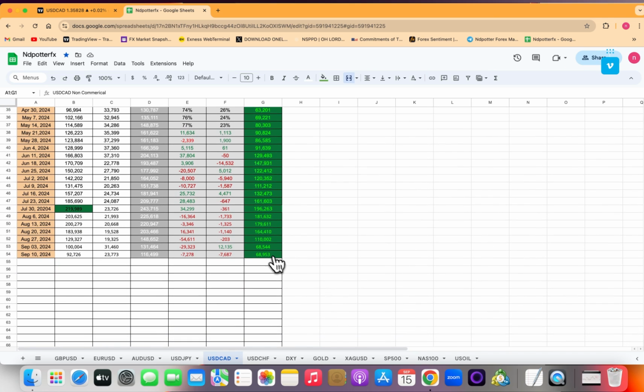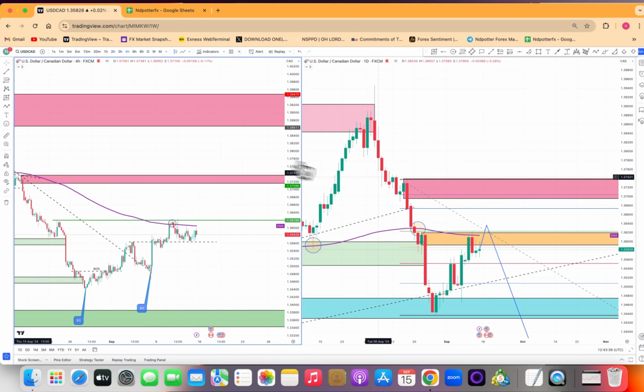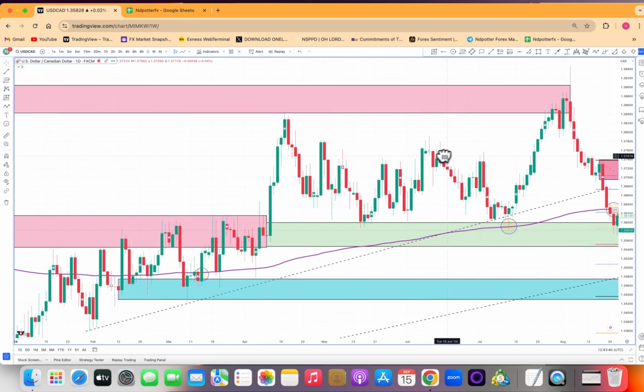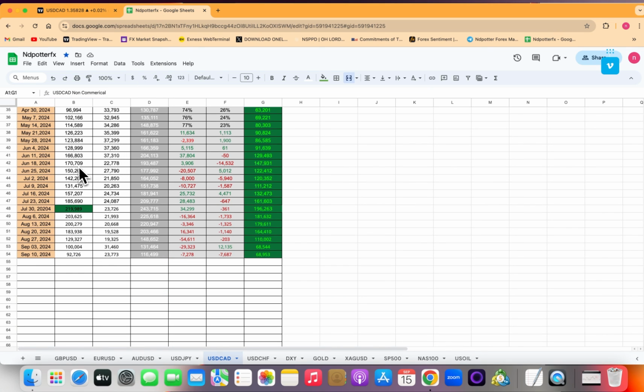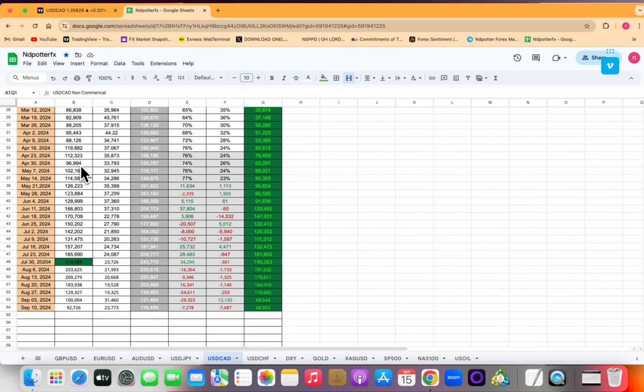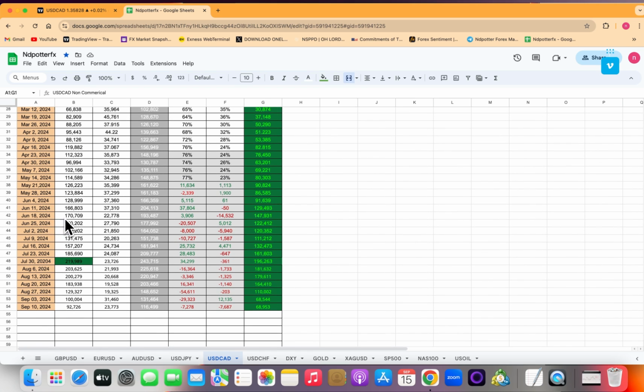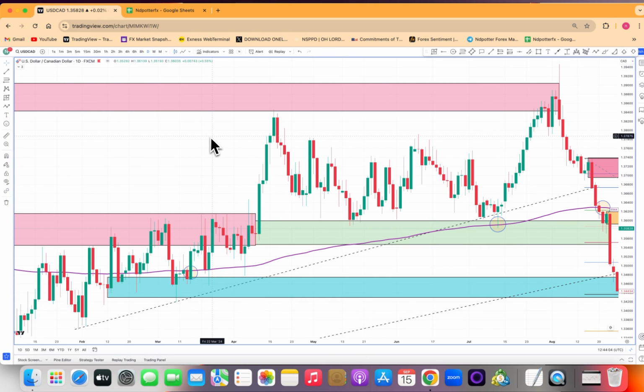Okay, so now let me walk you guys step by step through something very, very important to understand on this chart and how to properly read this data. I'm going to start all the way from here. The previous maxed out number on USDCAD long was 170,000, and 166,000. So they broke that record. They got to 170,000 on June 18. Let's look for June 18.